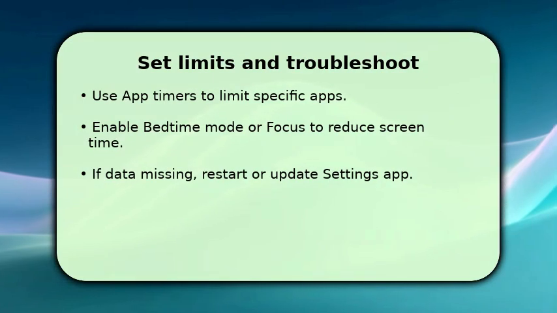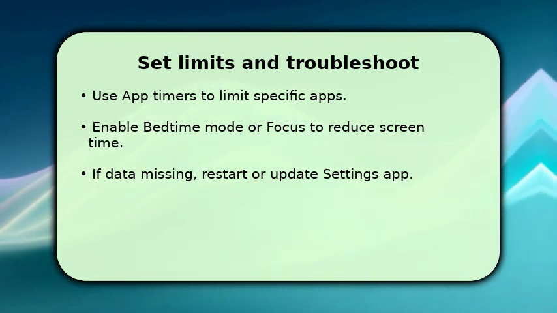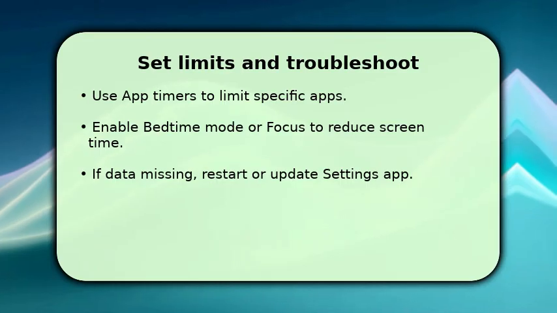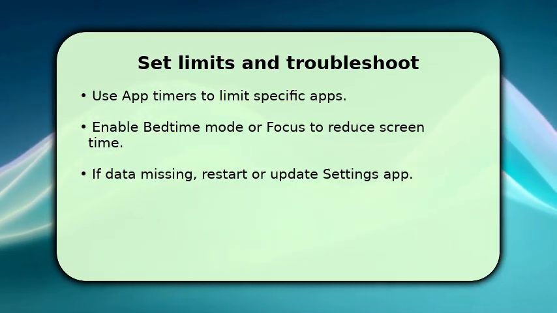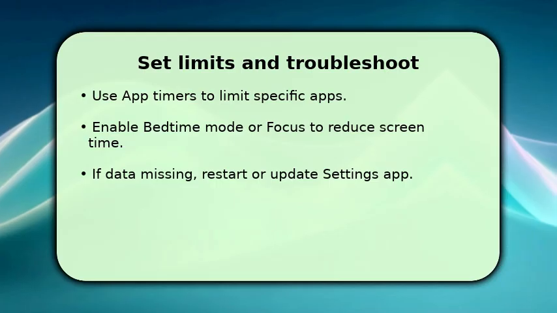Finish by setting app timers and enabling bedtime mode or focus to actively reduce screen time. Tap an app in the dashboard and choose Add Timer, then pick a limit. Once configured, make sure background activity permissions aren't blocking tracking, because that can hide usage.